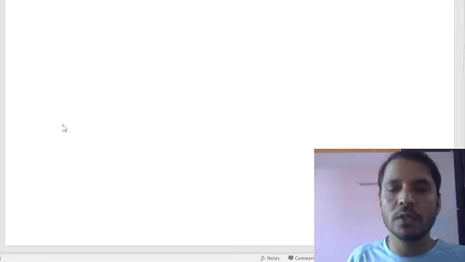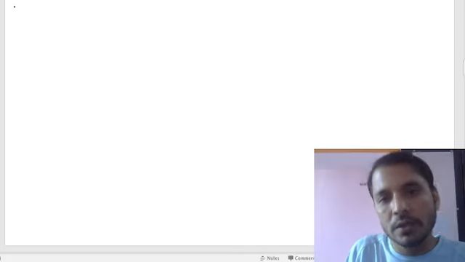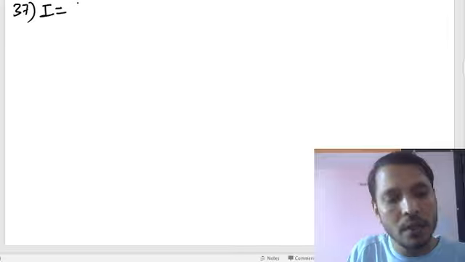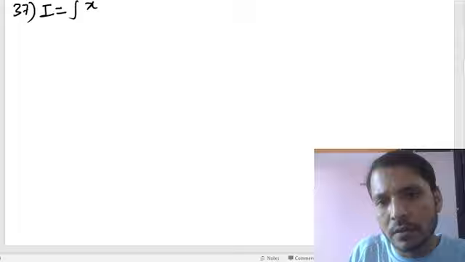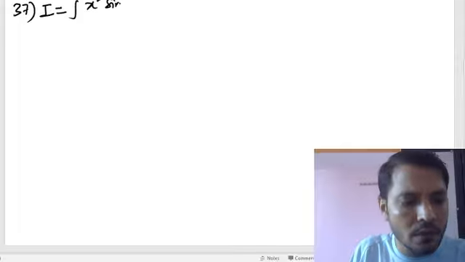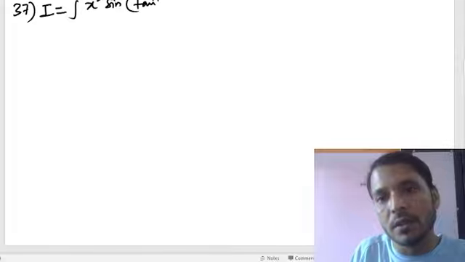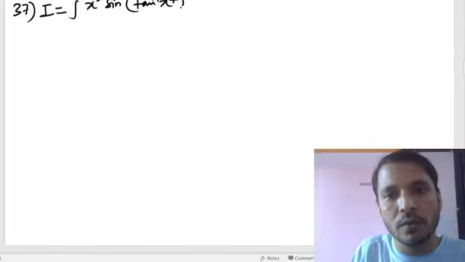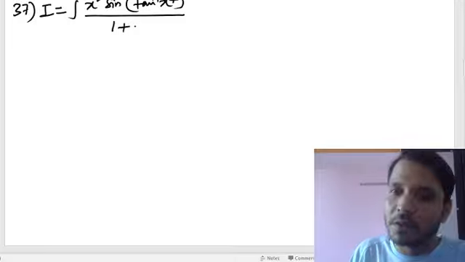Now we will move to question number 37. What is question number 37? Here we have given I equal to x cube sine of tan inverse x to the power 4, and this is divided by 1 plus.